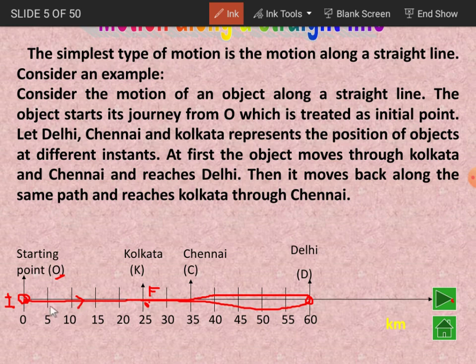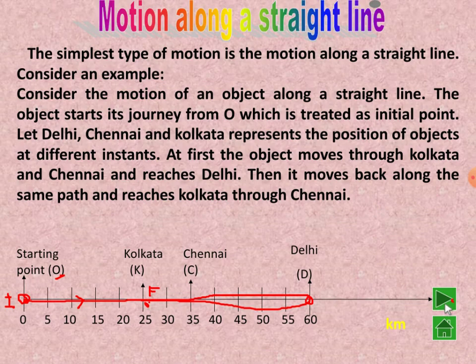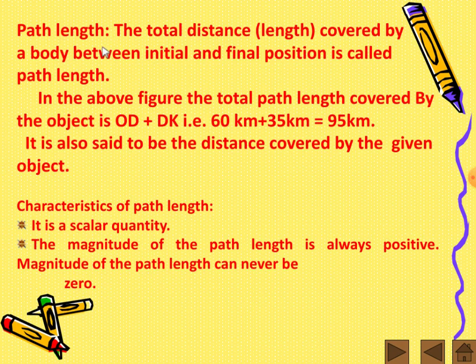It has a direction from initial to final, and its magnitude will be what? From here to Kolkata, it is 25 kilometer from initial to final. That will be known as displacement. Let's see in the next slide. Okay, so path length, the total distance or length covered by a body between initial and the final position, we call it path length.